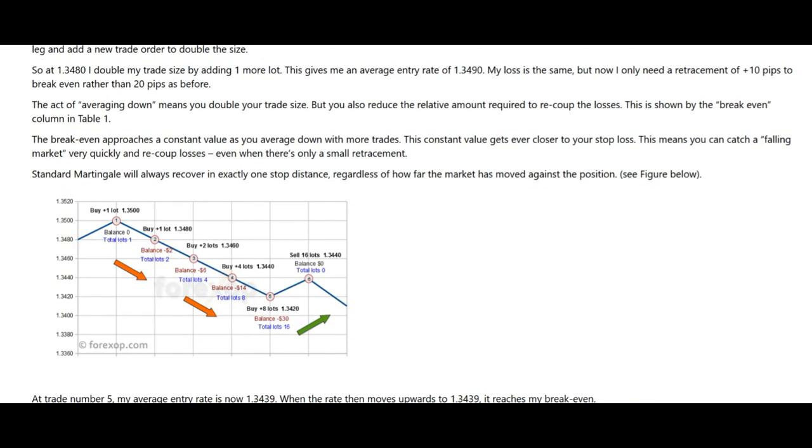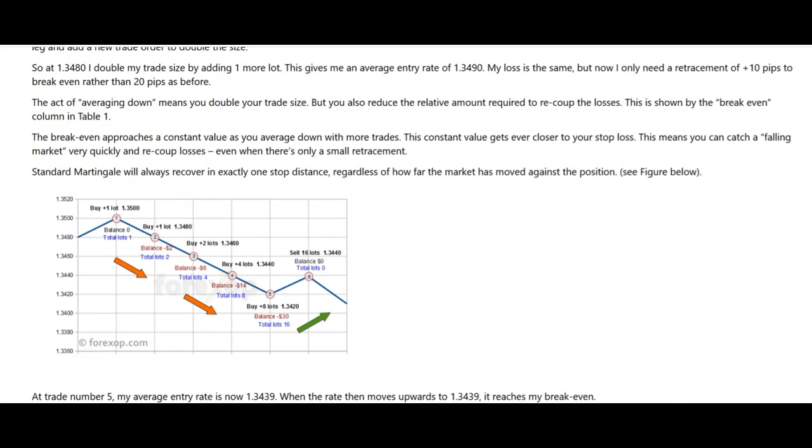The act of averaging down means you double your trade size, but you also reduce the relative amount required to recoup the losses. This is shown by the break-even column in Table 1. The break-even approaches a constant value as you average down with more trades. In the figure below, we can see that we have 6 trades, where the first 5 trades are just losing money, and then the 6th recovers all the money in one step.